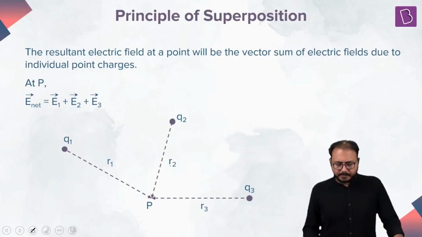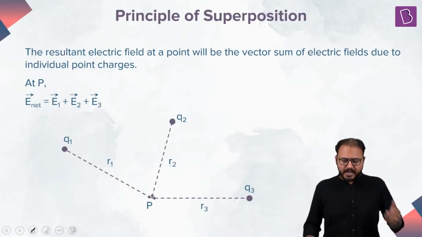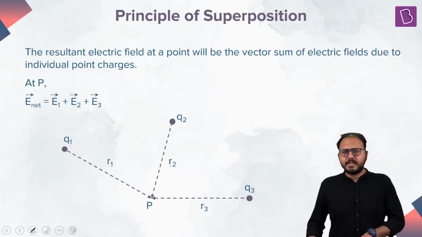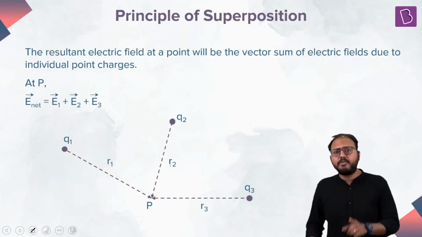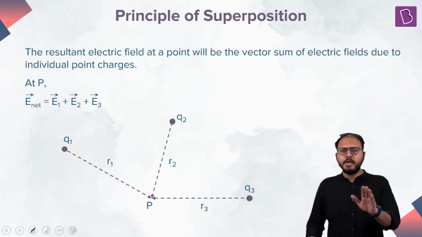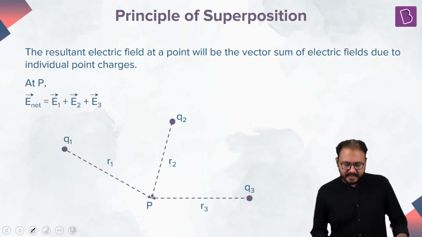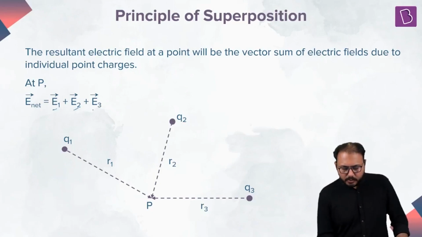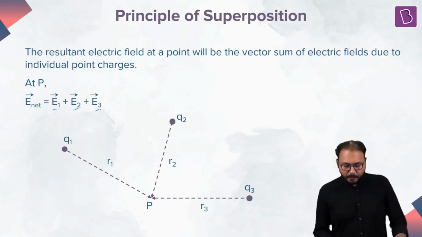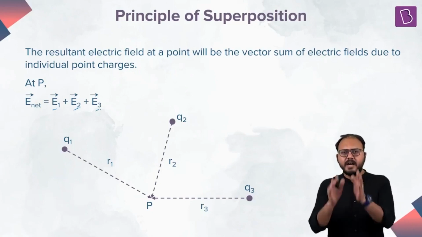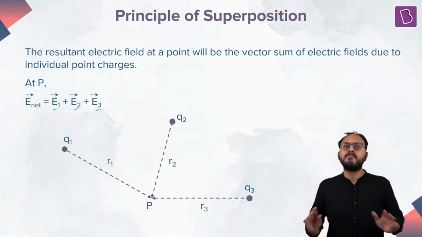You can see in the diagram, you have charge Q1, charge Q2, charge Q3, right? What's the question? The question is we are interested in finding the net electric field at point P. How do I do that? Find out individual electric fields due to charge Q1, Q2 and Q3 separately. Can you see that? Q1, Q2 and Q3 separately. And what is the net field at point P? It is the vector sum of individual fields.